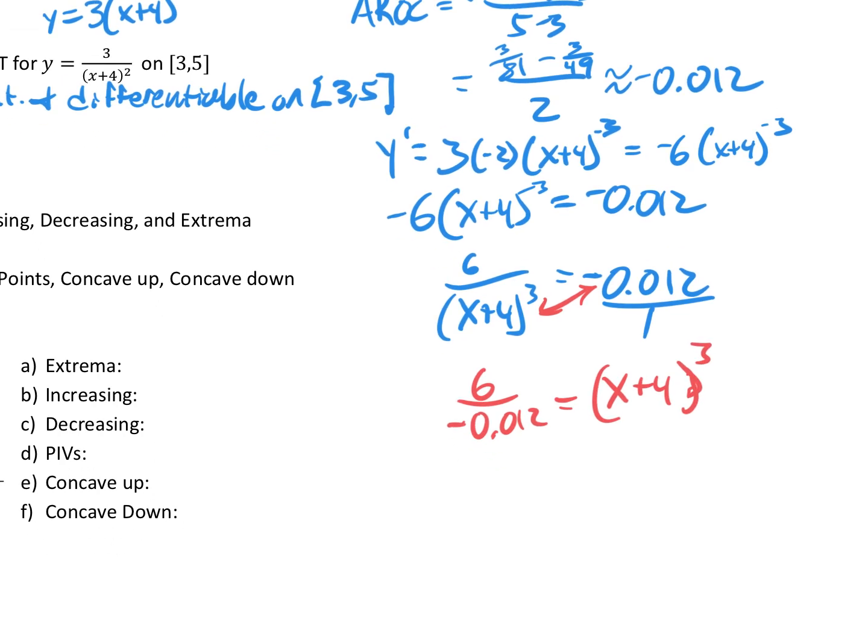So if we cube root this, I know this is getting a little long here. Oh well, we're in it now. 6 divided by negative 0.012 equals x plus 4. And I think if we subtract 4 from both sides, we'll get a number. And we can go to our calculator and find this out. Okay, negative 4, let's see what that comes out to be. Hopefully it's between 3 and 5.